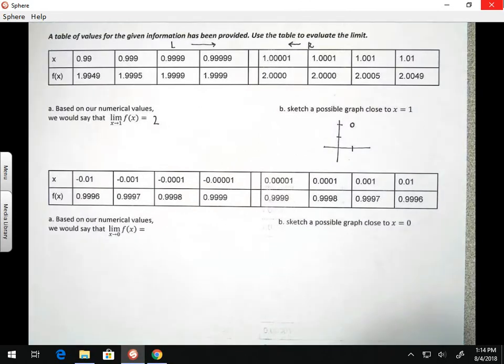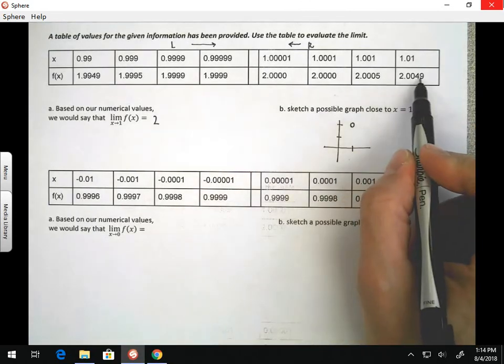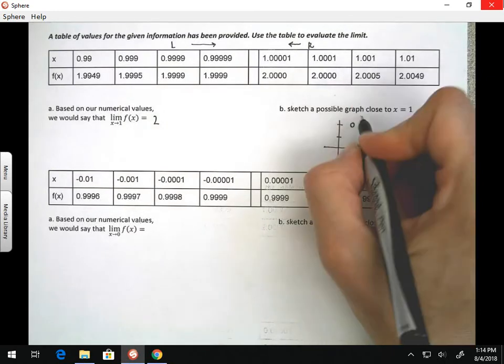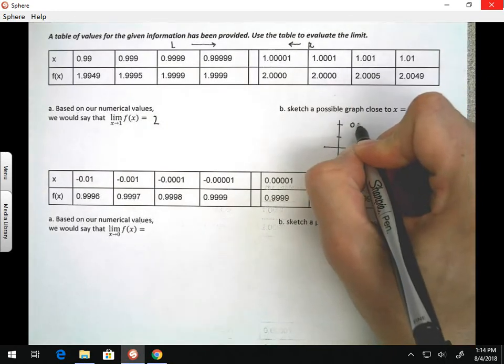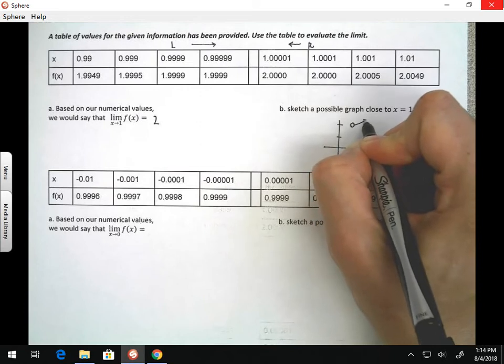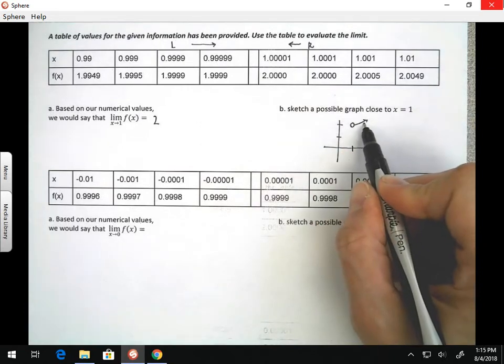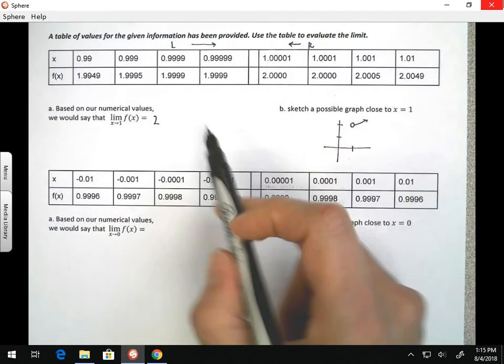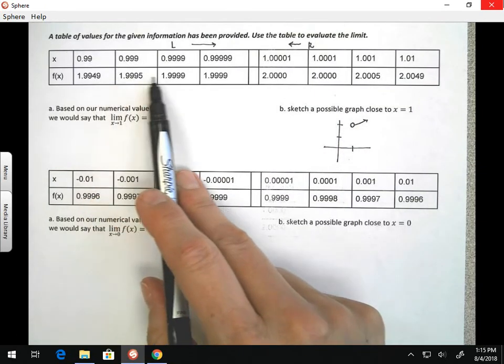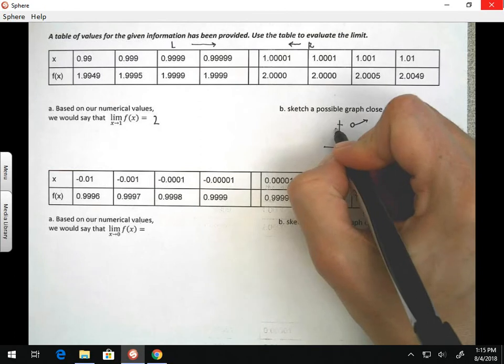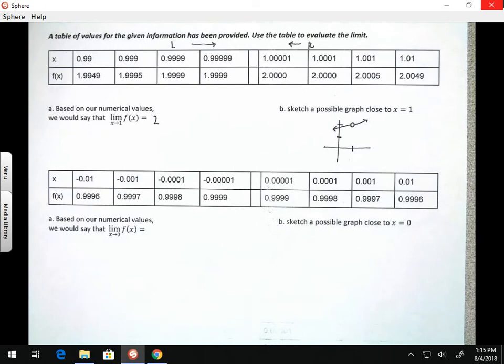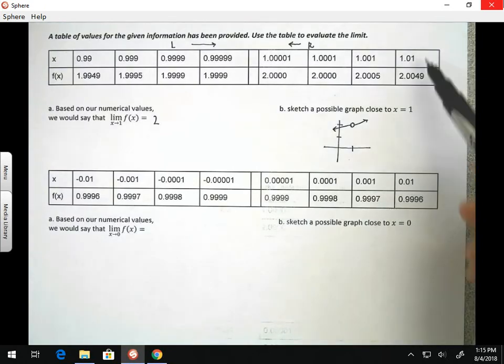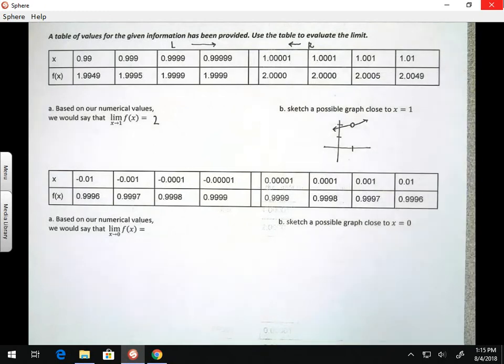What I do know is that from the right, my values were larger than 2, and they're getting closer to 2. So I might show something like this. From the right, they're getting smaller and approaching 2. As I approached from the left, they were getting larger and approaching 2. So I might just show it going uphill like that. That's really all we need you to be able to do there, is just to be able to visualize what this data would look like in a graphic representation.